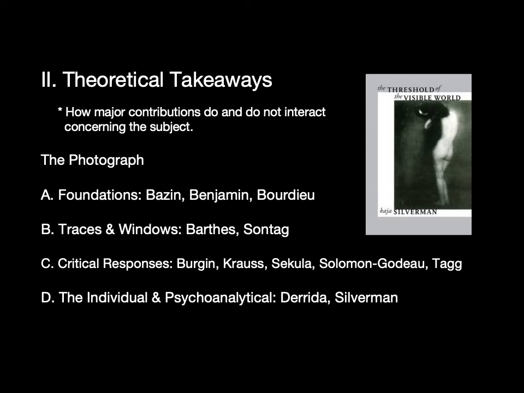So coming back to the slide for part A here, foundations: Bazin, Benjamin, Bourdieu. These are 3 writers and theorists coming from very different angles around the notion of the photograph, but lay foundations about, of course, some of the classic texts, mechanical reproduction, the representation of reality, and in Bourdieu's case, the grounding of the photograph in a societal context, such as the family unit. Part B here, traces and windows: Barthes and Sontag being, along with Benjamin, perhaps the 2 most influential writers around the photograph.